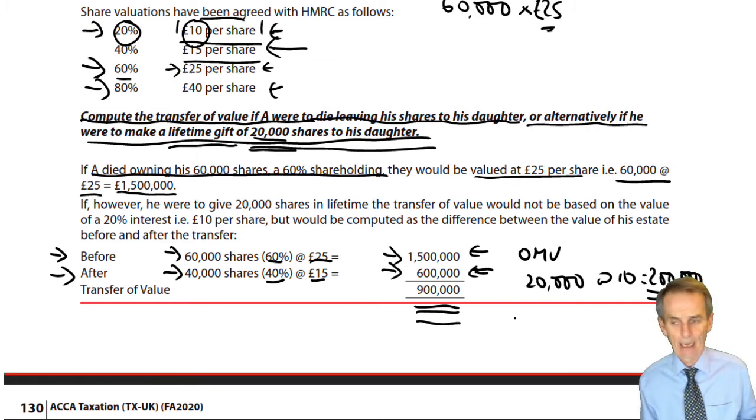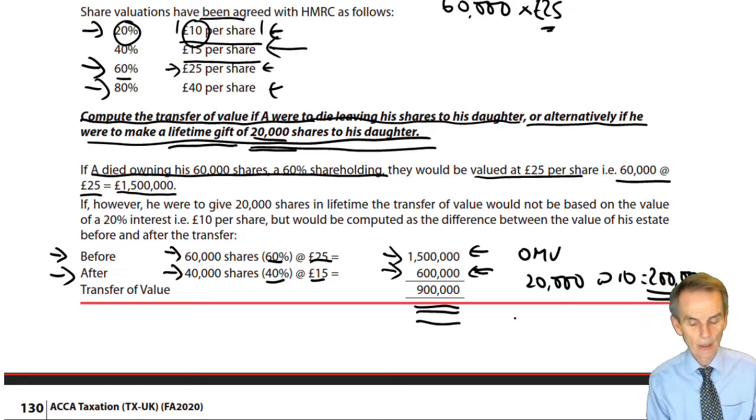And that means that if the donor does survive for the required 7 years following that transfer, then any transfer of value that arose will not prove to be chargeable as a result of the death of the taxpayer. There will be an exempt transfer as a result. It was potentially exempt when made. If you live for 7 years, it becomes absolutely exempt, therefore will not be taxable on your death. But if the question simply asks you to compute the transfer of value, that's the way we do it. Before, afterwards, what is the difference?